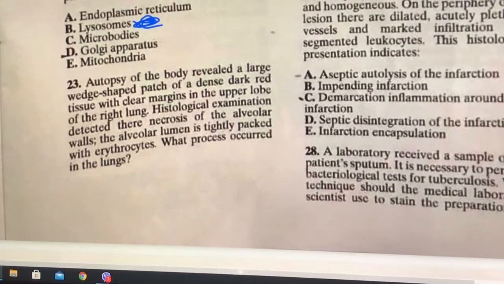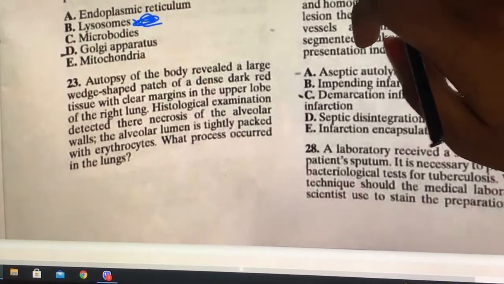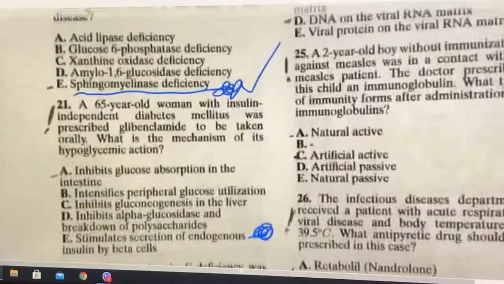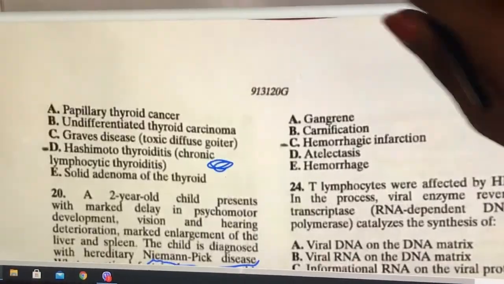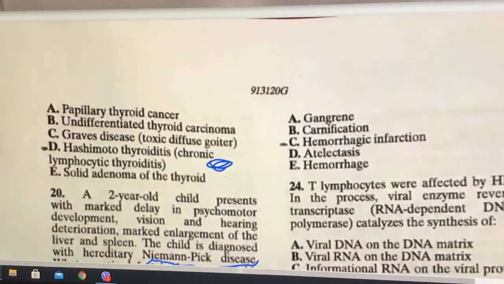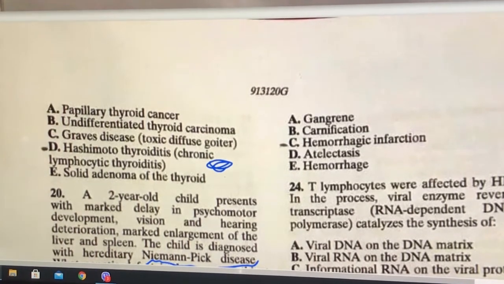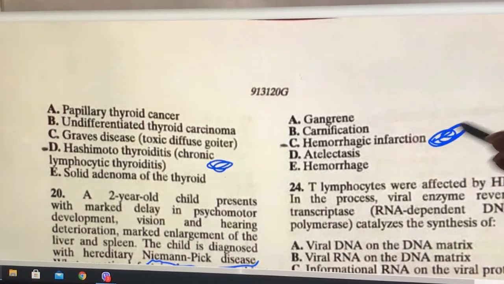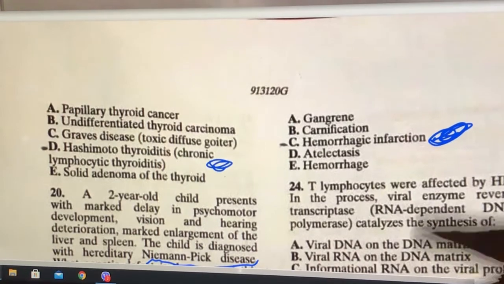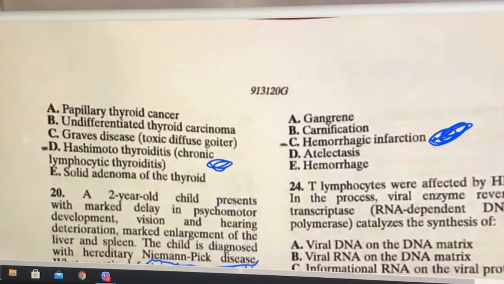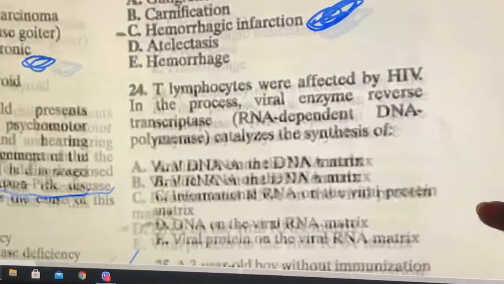Guys, wedge-shaped, you should remember in pathomorphology. This is because of infarction, and also they have mentioned packed erythrocytes. So it's easily detected in the options. Hemorrhagic infarction. No other options are confusing. So you can easily know the answer.